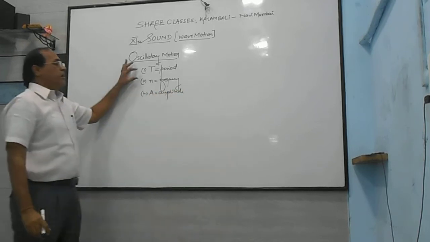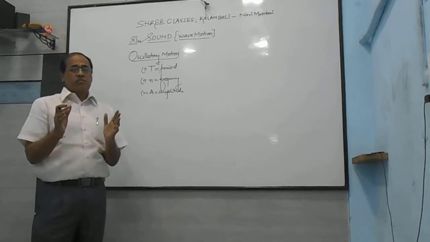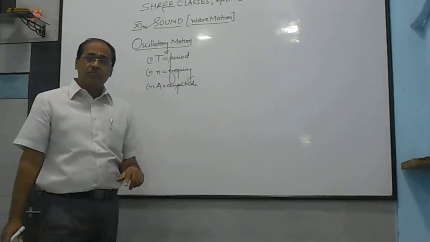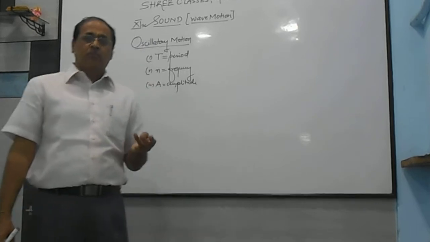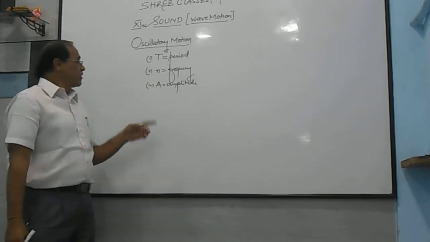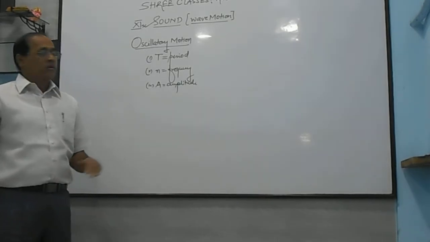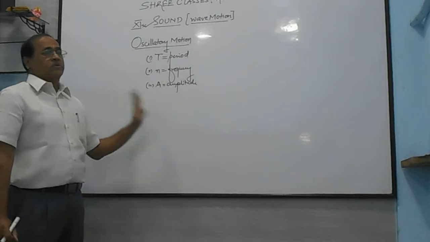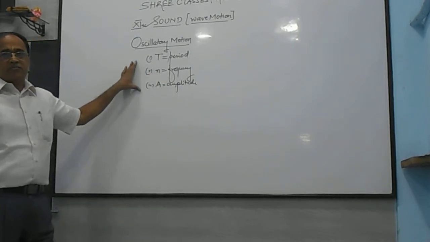Period is the time required to complete one oscillation. Frequency is the number of oscillations performed during unit time. That unit time may be second, minute, hour or anything. And amplitude is the maximum displacement done during the course of oscillation. These are the three main characteristics of the oscillatory motion.